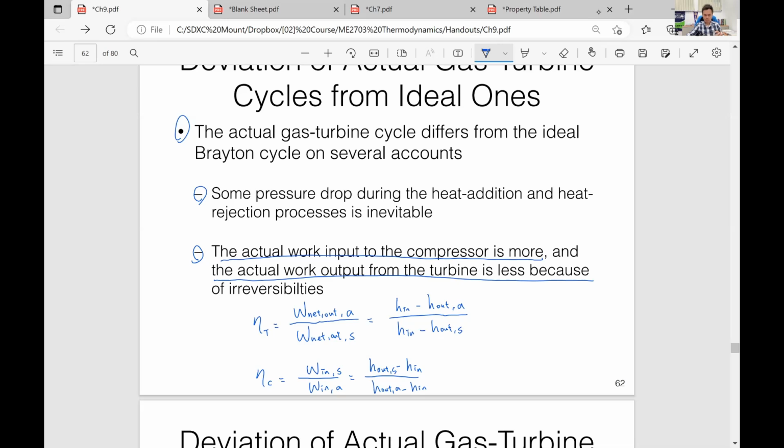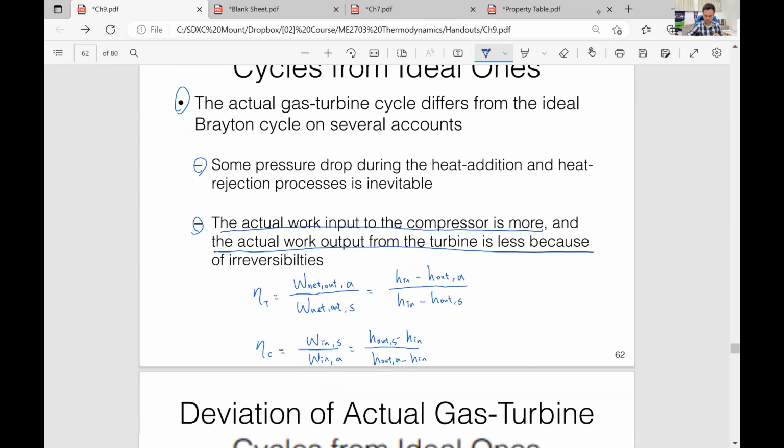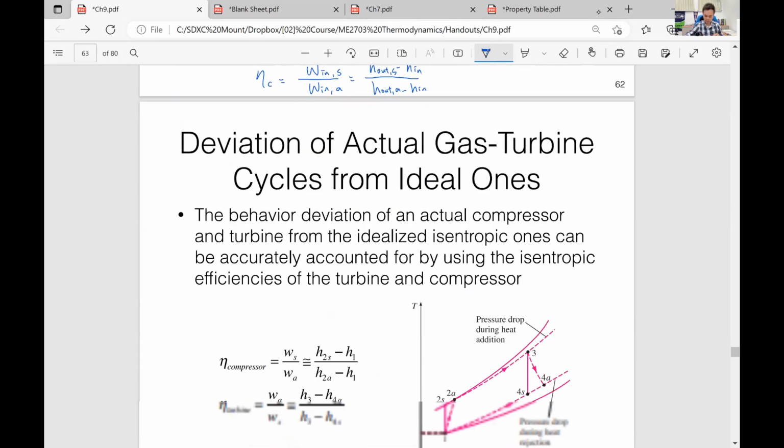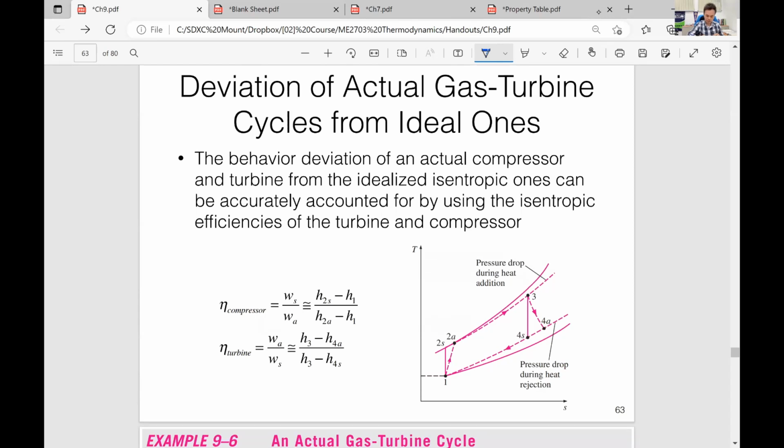Okay. So this is what we learned in chapter 7. Isentropic efficiency for turbine and for compressor. Just like this, this is isentropic efficiency. This is also isentropic efficiency. One for compressor, the other one for turbine.